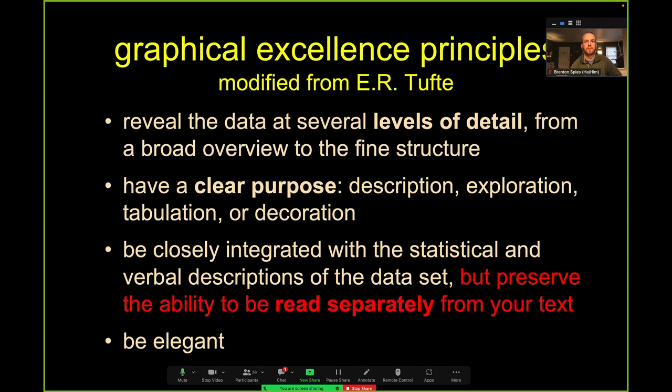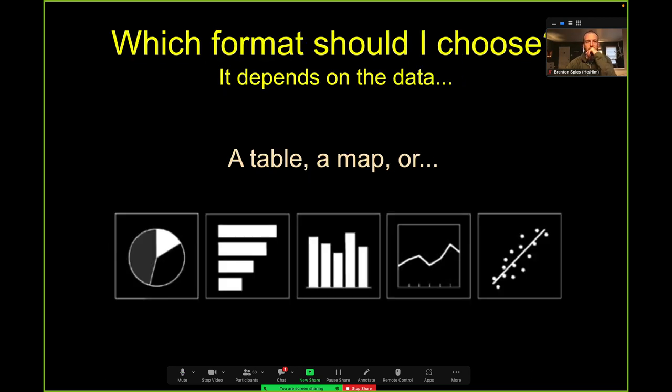So they reinforce each other when we have a text written about the data and a visual presentation of the data. When well done, they reinforce each other. And again, like I mentioned before, it'd be great to make sure we're doing elegant stuff. Now, we have lots of formats. Does that make sense, you guys? Any questions so far? I'm talking a lot here.